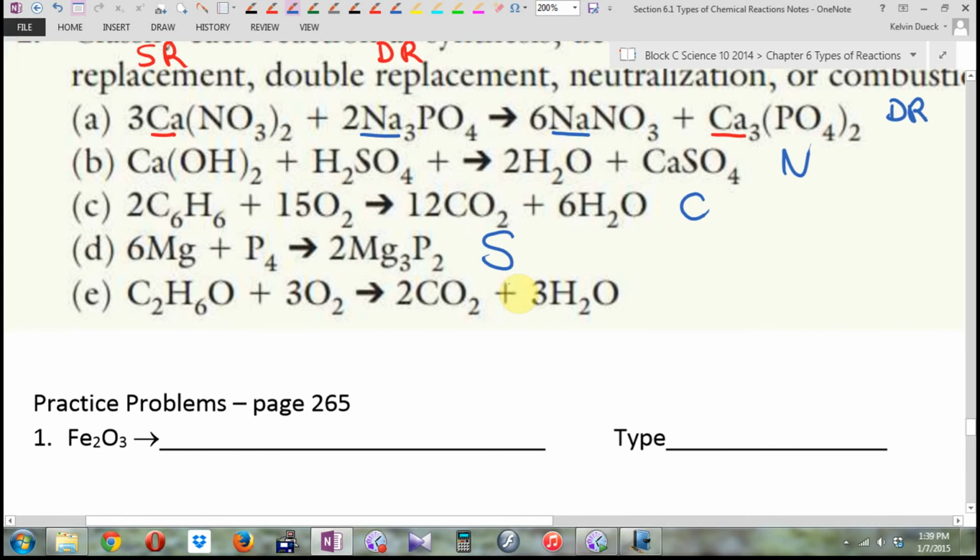E. Okay, also combustion. By the way, for combustion, I glance at that side. Carbon dioxide, water, it's combustion. Then I go double check on the left-hand side to make sure it's oxygen and a hydrocarbon, either a CH or a CHO. Could be alcohol, could be a gasoline, or whatever.